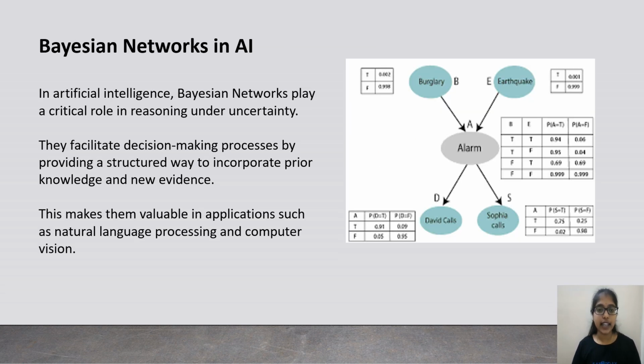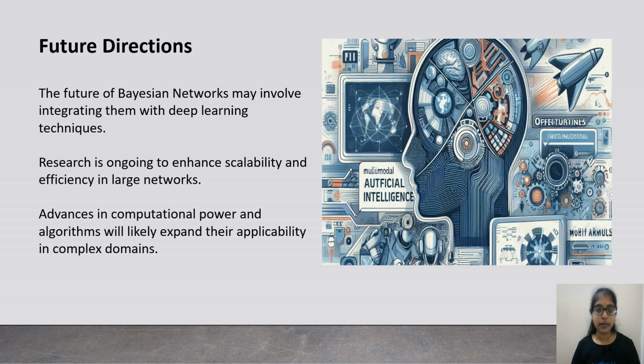Bayesian networks in AI. In artificial intelligence, Bayesian networks play a critical role in reasoning under uncertainty. They facilitate decision-making processes by providing a structured way to incorporate prior knowledge and new evidence. This makes them valuable in applications such as natural language processing and computer vision.